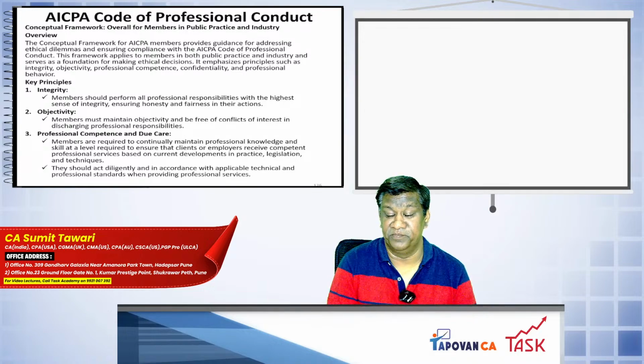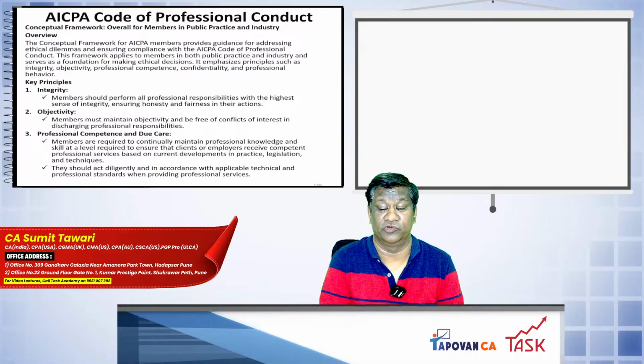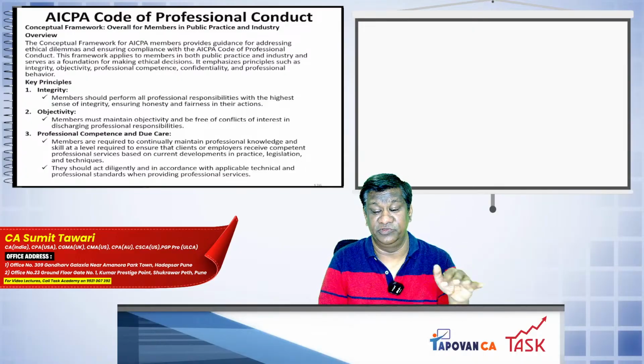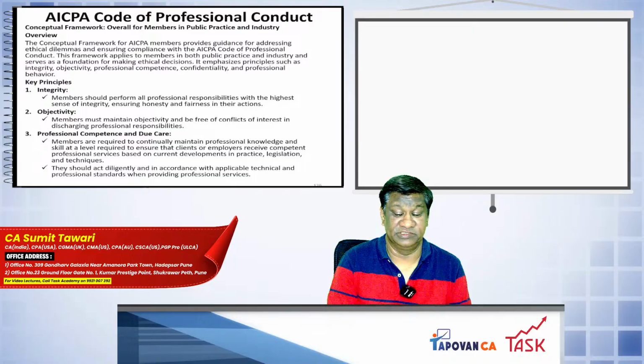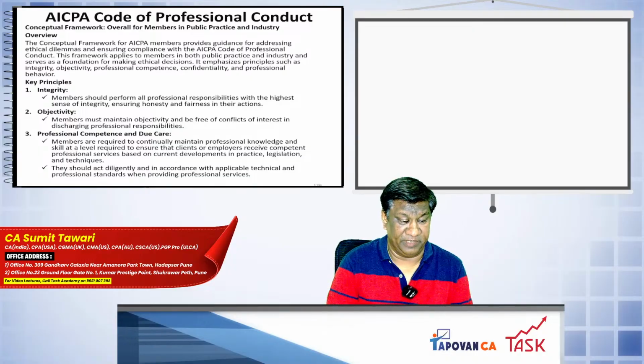Why I'm giving simple examples is so that whenever you get a question, because in the examination they are not going to ask what is integrity or what is objectivity. In the examination they will give a case and then you decide what happened. Professional competence and due care. So any practical example for professional competence and due care?